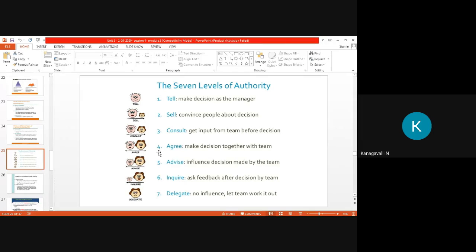Then delegate, where there is no influence. Let the team work it out together. So in this part, delegate means no influence, and the team works it out together. So these are the seven levels of authority.